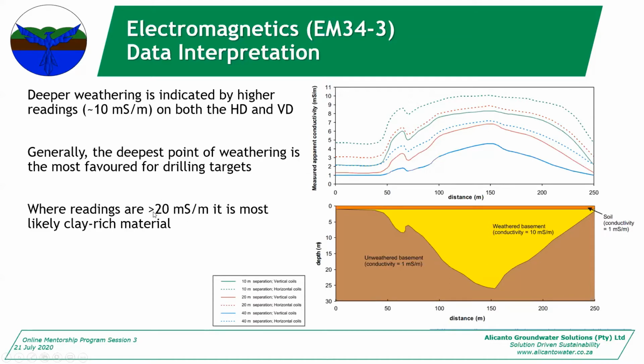And this is related to the question we had earlier with how do you know if there's water in it. If your readings are above 20, that's most likely clay. The clay will retain your water, so your electric current will sort of bounce off the clay and go straight back up into your receiver. So there's water there, but it's clay water, so you're not going to get it out.